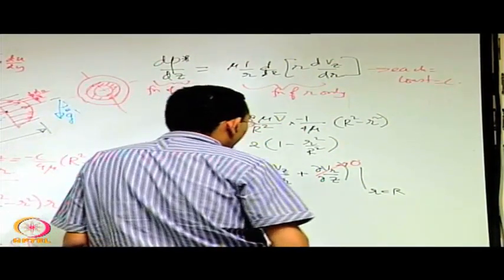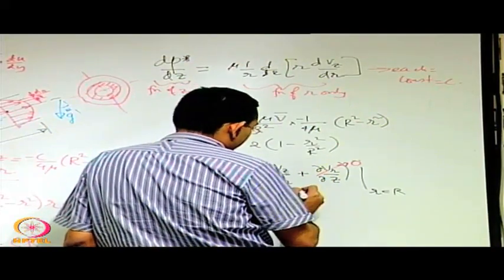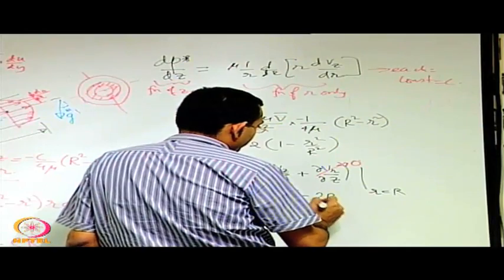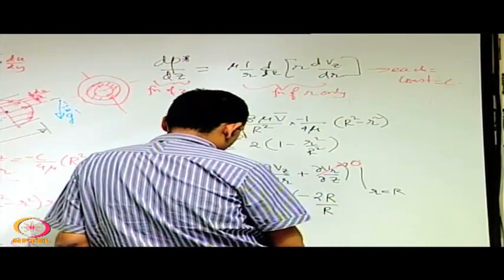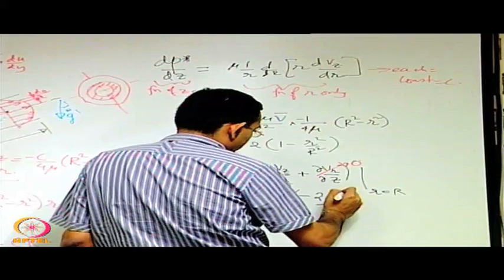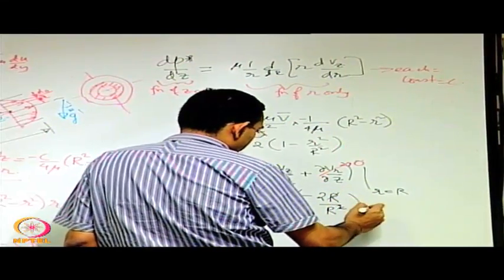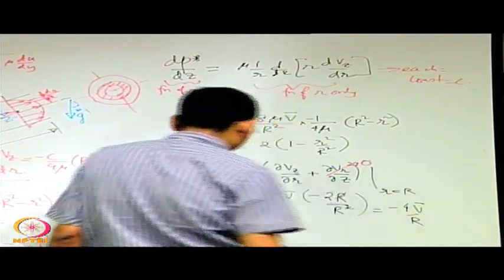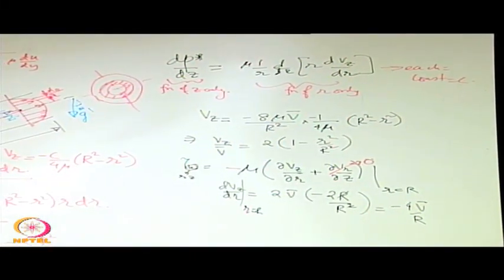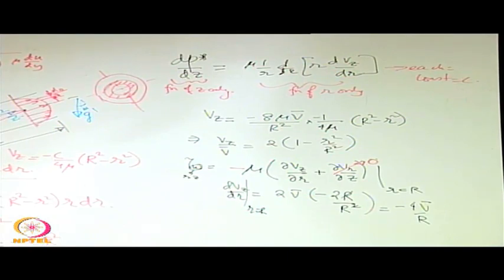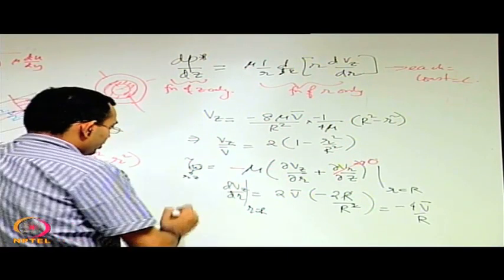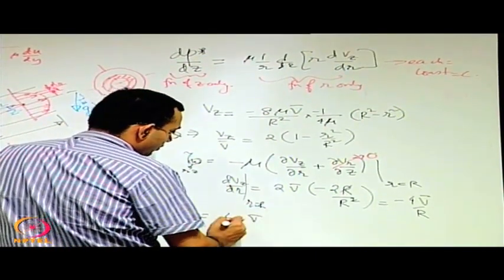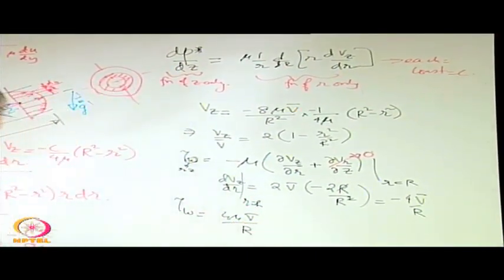So 2 V average into minus 2, so minus 4 V average by R is the dVz dr, right. Therefore, the wall shear stress is 4 mu V average by R.